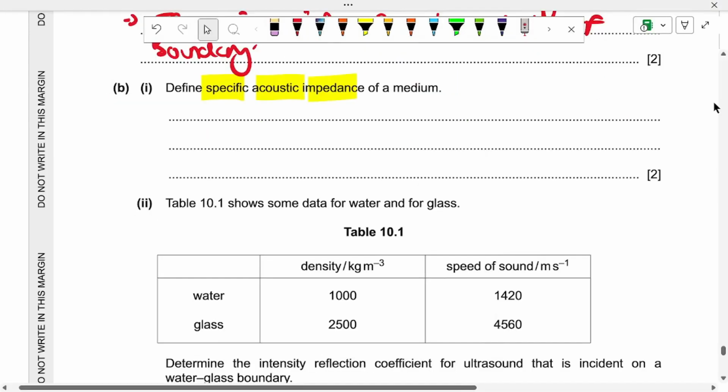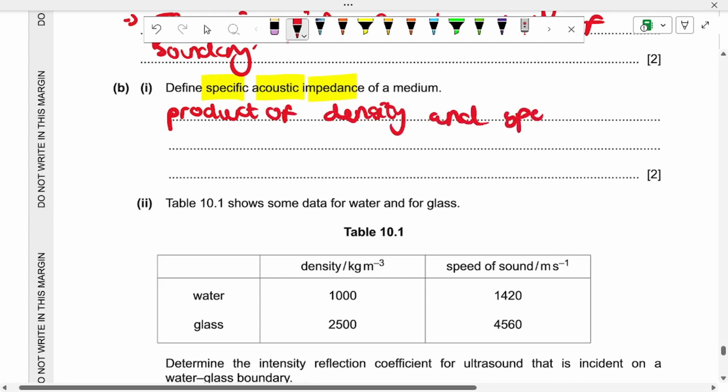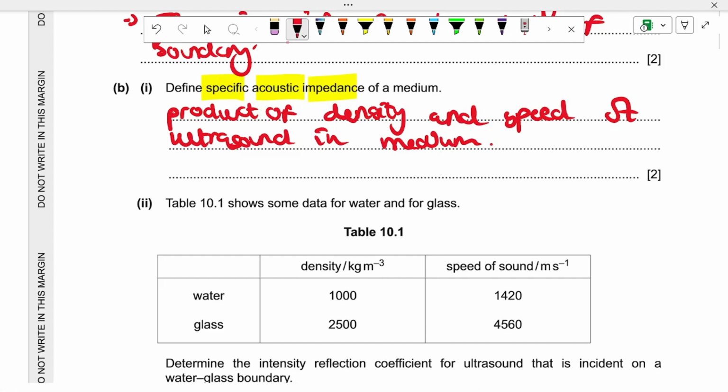Define specific acoustic impedance of a medium. 3 marks. If I'm asked to define specific acoustic impedance, what do I say? Specific means: can you be more specific, in relation to the medium, in relation to ultrasound. Acoustic relates to sound, and impedance is resistance to motion. So specific acoustic impedance is defined as the product of density and the speed of ultrasound in a specific medium. There's a medium, and ultrasound is going to move with a specific speed, and specific acoustic impedance is just the product of density and the speed of ultrasound in that medium.